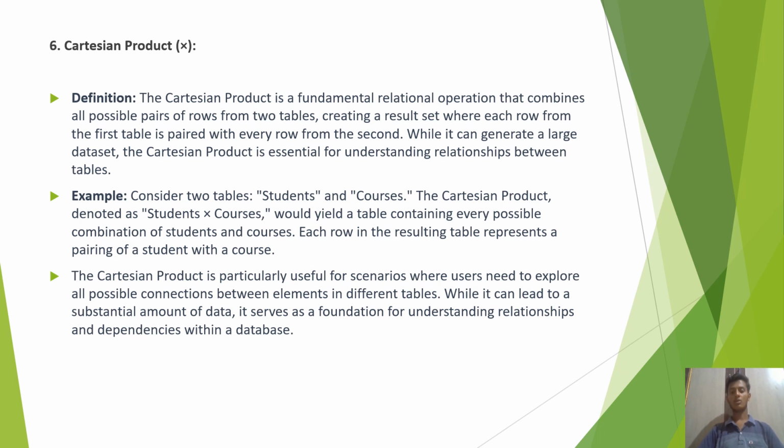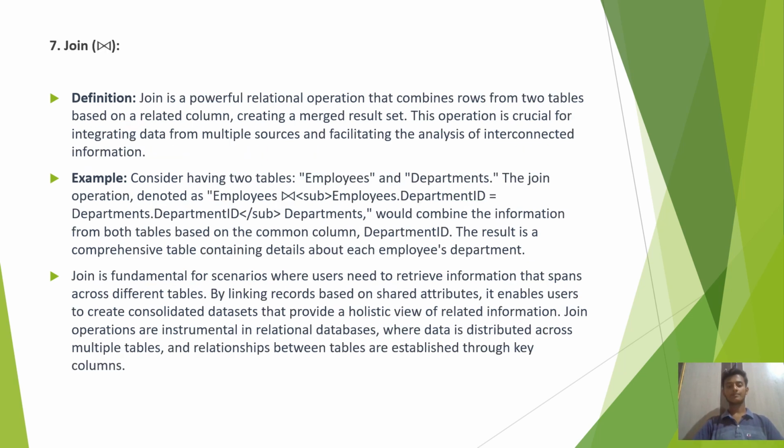Example: consider two tables, students and courses. The Cartesian product, denoted as students cross product courses, will yield a table containing every possible combination of the students and the courses. Each row in the resulting table represents a pair of a student with a course.